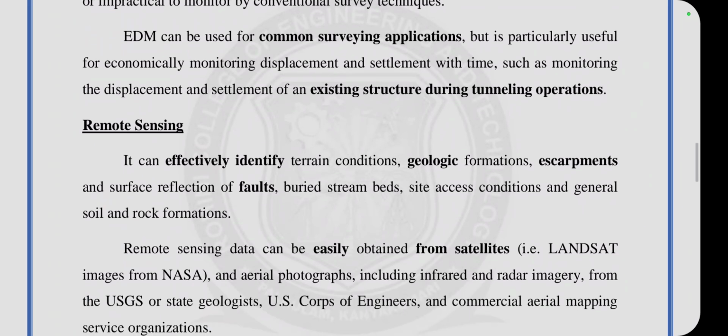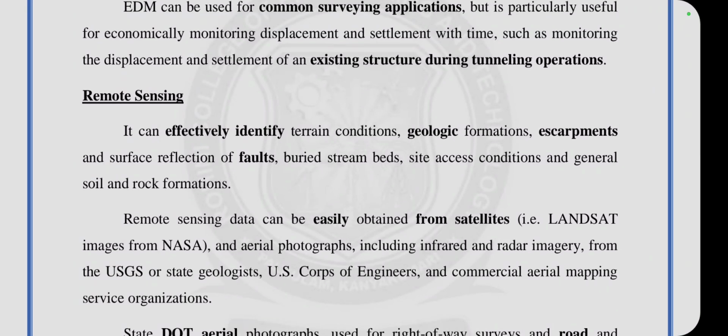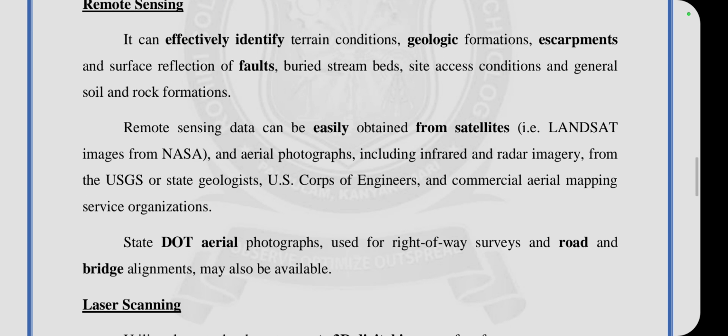Remote sensing data can be easily obtained from the satellites. Images from NASA and aerial photographs, including infrared and radar imagery, are available from the USGS or satellite geologists, the US Corps of Engineers, and commercial aerial mapping service organizations. Straight aerial photographs used for right-of-way surveys and road and bridge alignments may also be available.